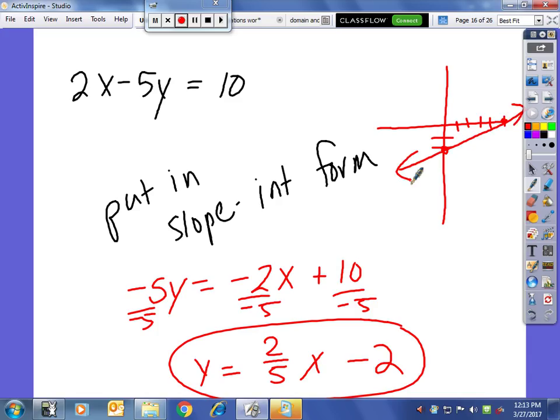What if they just asked for the y-intercept? What would you bubble in? Negative 2. What if they asked you for the slope? 2/5. Now what if it was a bubble-in question and they asked for the slope? 0.4. If it's a fraction answer and they want you to bubble it, you've got to change it to a decimal. 2/5 as a decimal is 0.4.